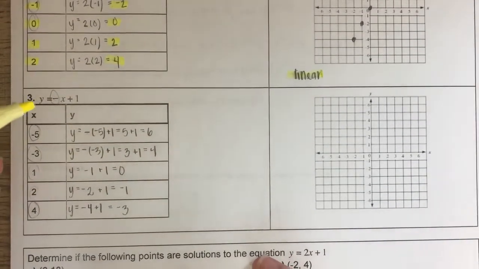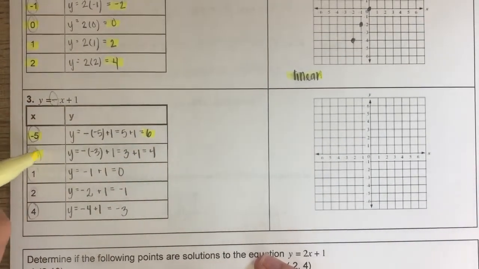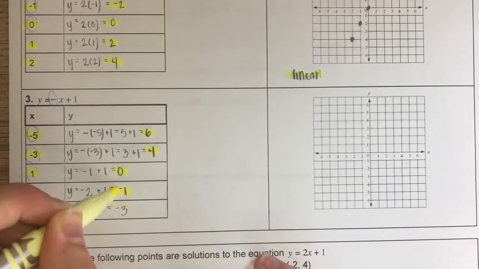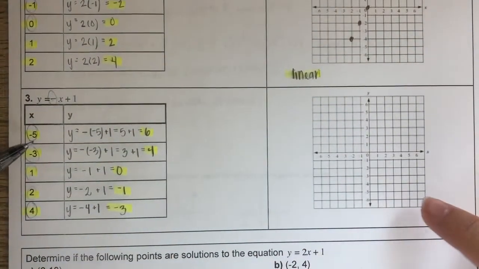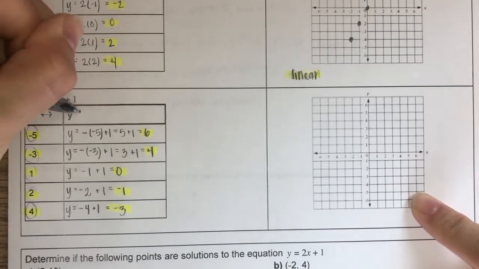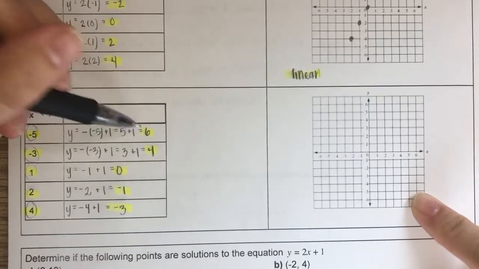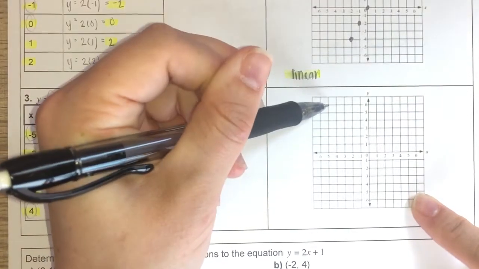So now I have all 5 of my points. I can start to graph them. So (-5, 6), (-3, 4), (1, 0), (2, -1), and (4, -3). So for (-5, 6), I'm going left 5 since x is left or right and y is up or down. So left 5, up 6 since this is positive.